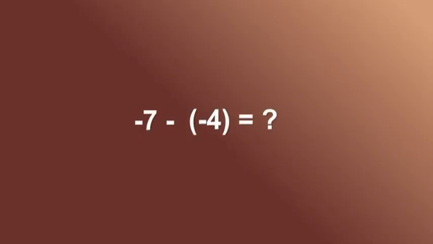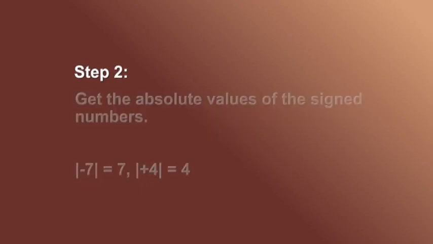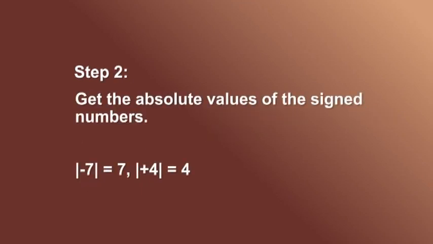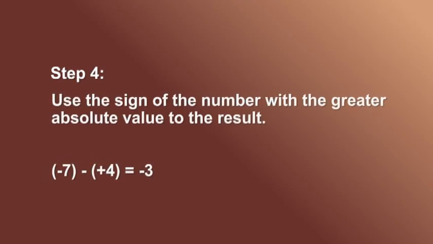Now let's try subtracting negative 7 and negative 4. Again, step 1, change the sign of the subtrahend and then proceed as in addition. Step 2, get the absolute values of the signed numbers. Step 3, find the difference of their absolute values. Step 4, use the sign of the number with the greater absolute value to the result. This means negative 7 minus negative 4 is equal to negative 3.